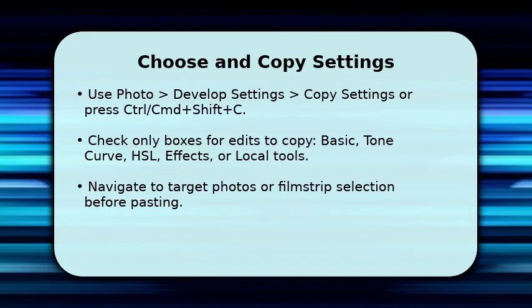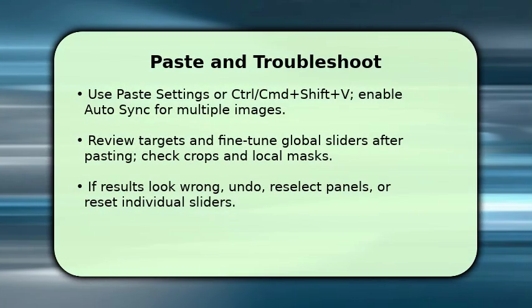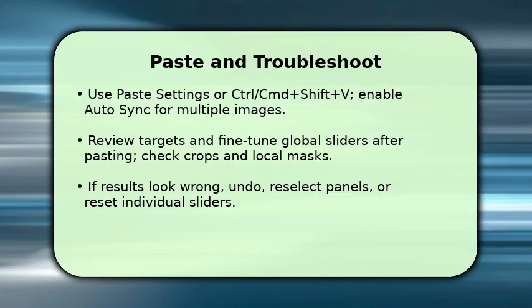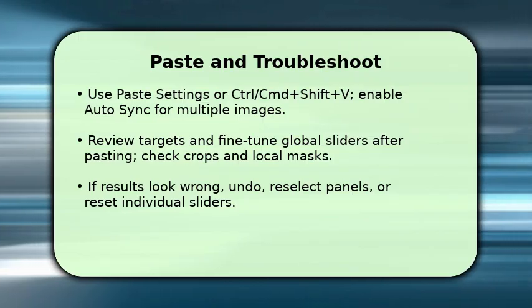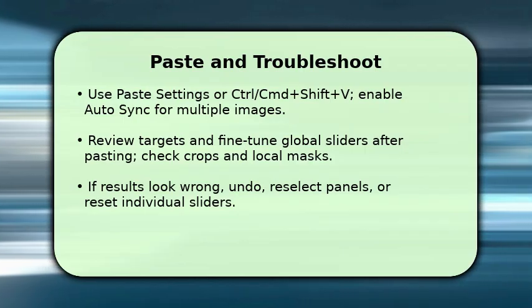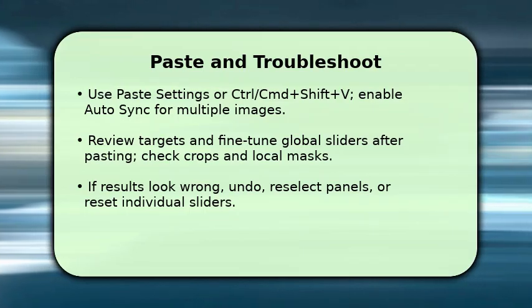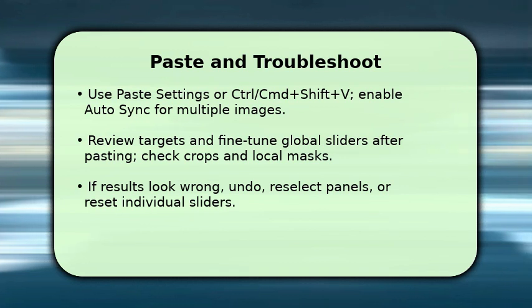Finally, paste the settings into the target images and inspect results immediately. You'll often need small tweaks. If working with many photos, turn on Auto Sync so one paste adjusts all selected files. Once done, check crops, spot removal, and local masks because they can shift per image. If a photo looks off, undo and repeat with fewer panels selected, or reset problem sliders and reapply. One key tip: mismatched white balance or profile differences are common. Reapply WB manually.